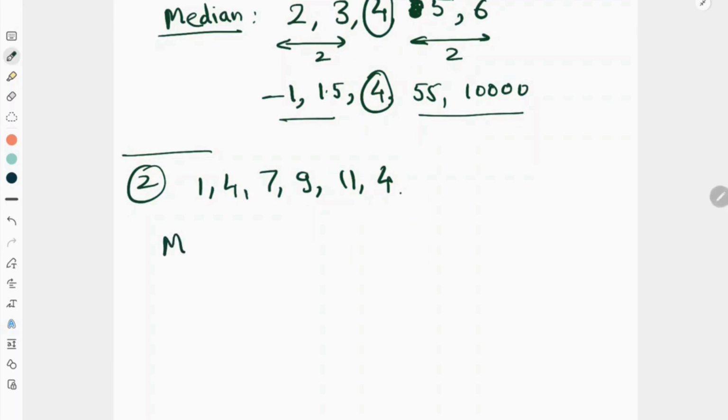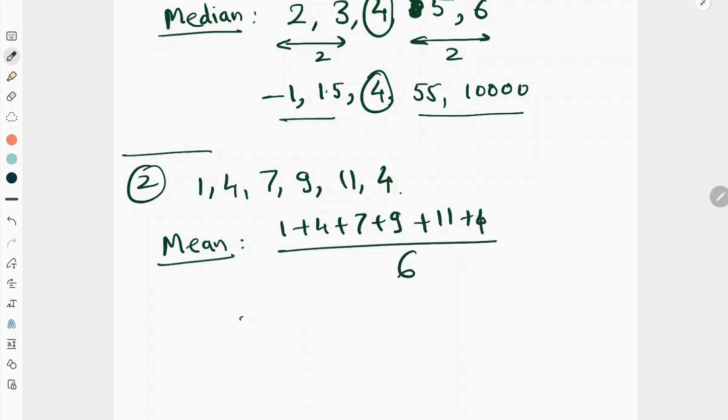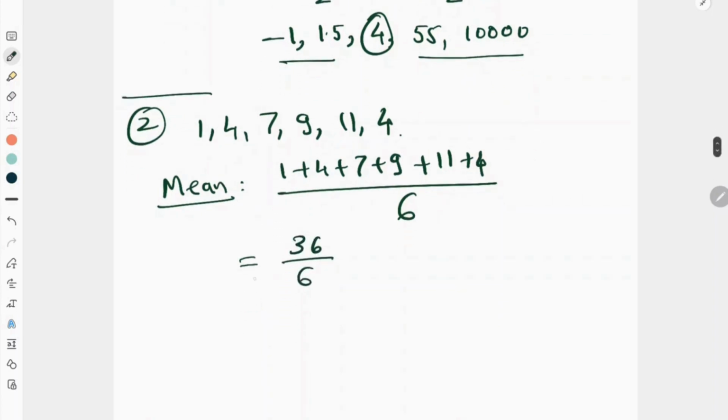Let's first calculate the mean, because that is straightforward. It does not depend upon this particular nuance. So the mean will be 1 plus 4 plus 7 plus 9 plus 11 plus 4, divided by 6. 1 plus 4 is 5, plus 7 is 12, plus 9 is 21, 32, 36. I did not choose the numbers this way, it just happened to be an integer. This is 6, so the mean is 6.